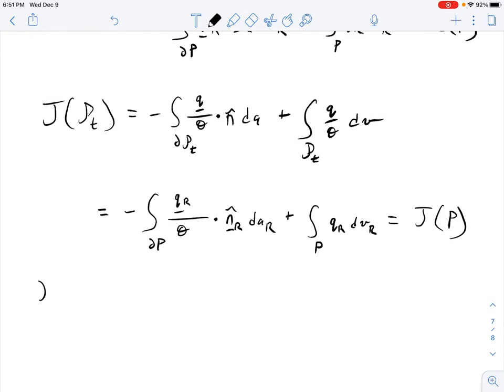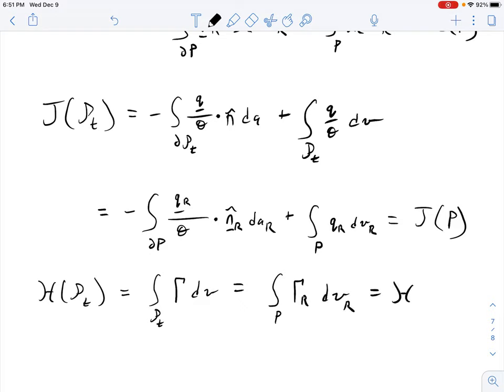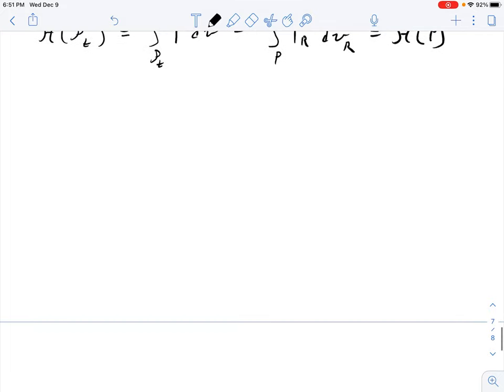And then H of P is equal to the integral of P gamma dV, is equal to the integral over the material region of gamma_R dV_R, is equal to H of P. All right, so from all that, we get the global form of the first law in the reference configuration.